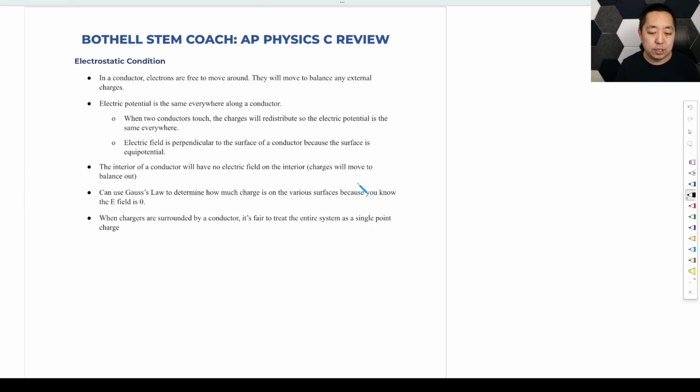Okay, electrostatic condition is usually what happens in a conductor. It happens in most cases except for when you're putting it under an electric field like in a circuit. But in most cases when we're doing these kinds of problems, the electrons are free to move around. They will move in such a way as to balance any external charges.